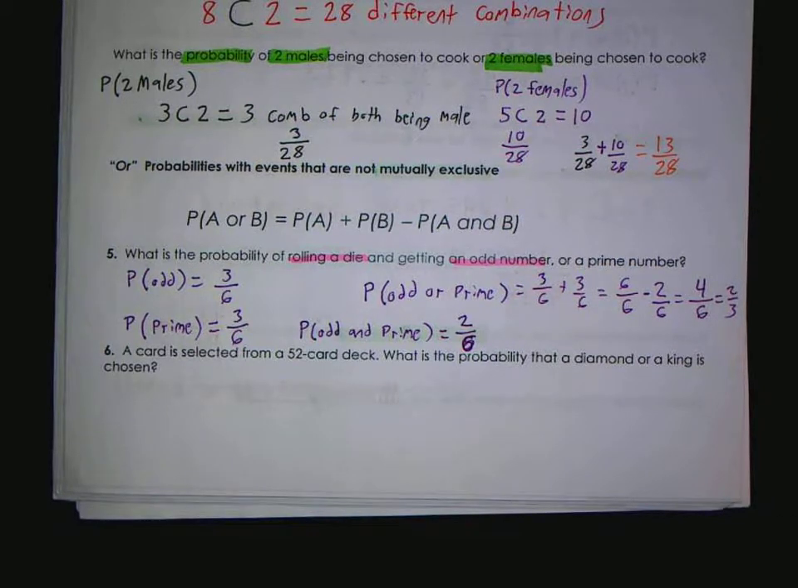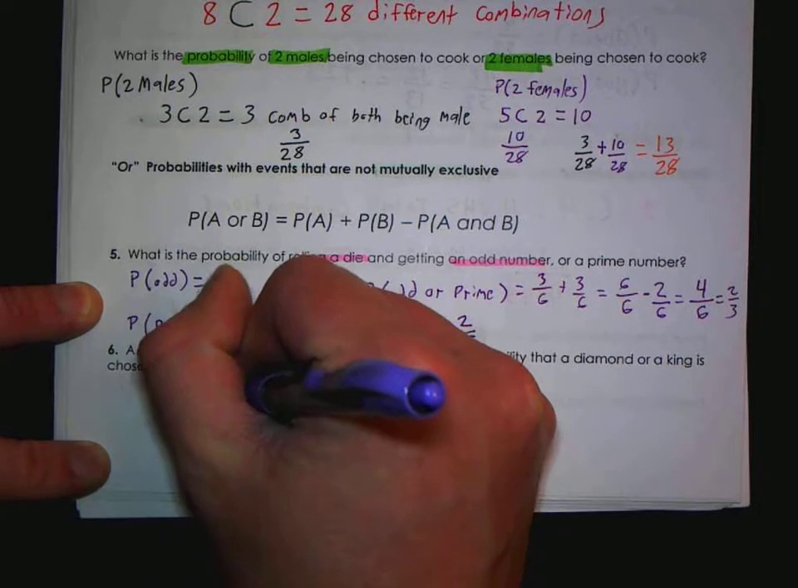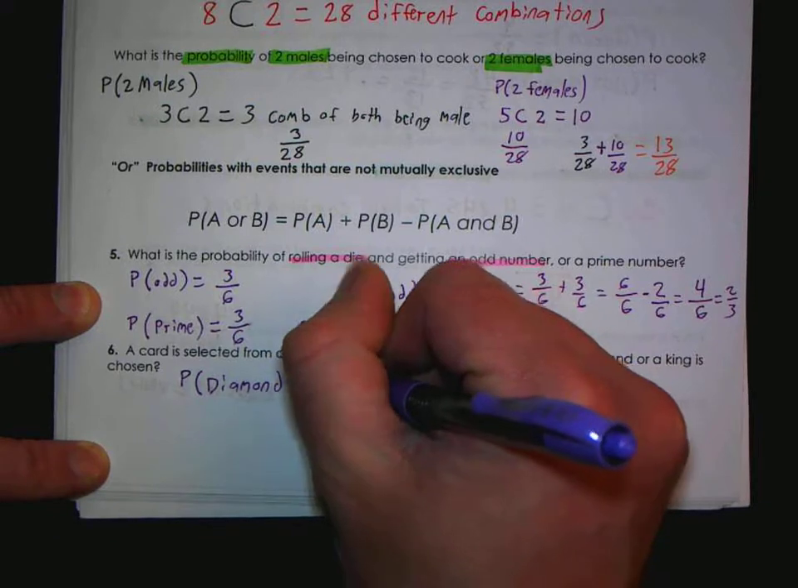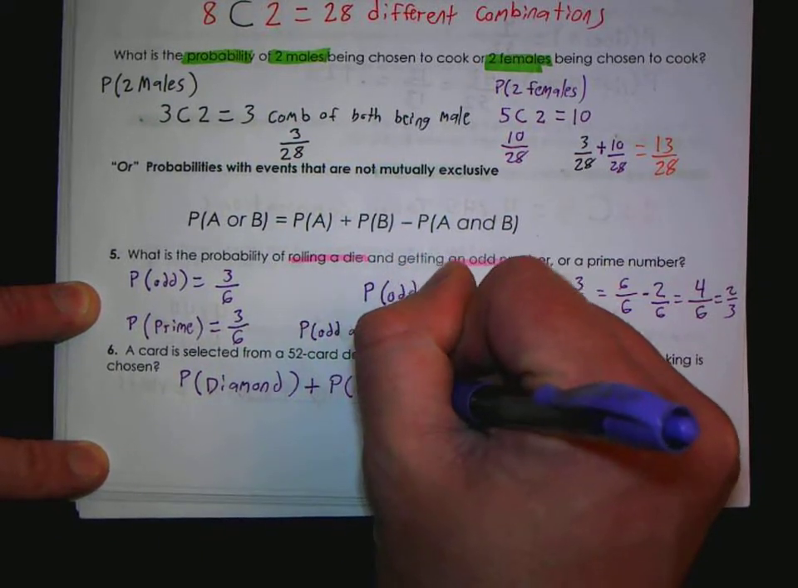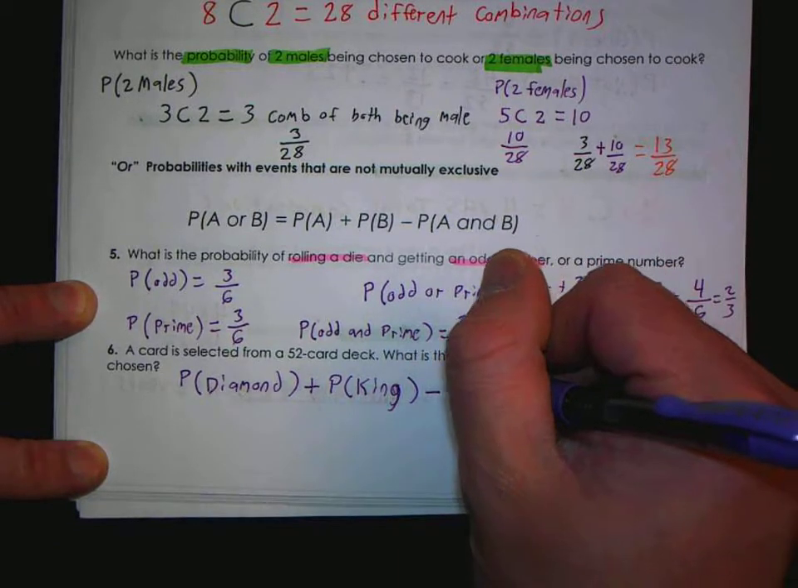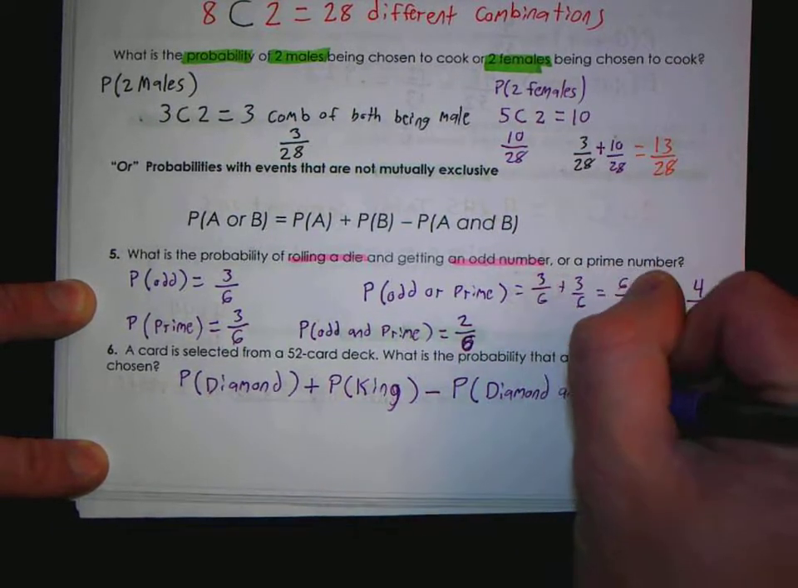A card is selected from a 52 card deck. Okay, so we're back to my cards. What is the probability that a diamond or a king is chosen? So the formula is going to be probability of a diamond plus probability of a king, and we're going to subtract off any cards that are both diamond and king. Right?